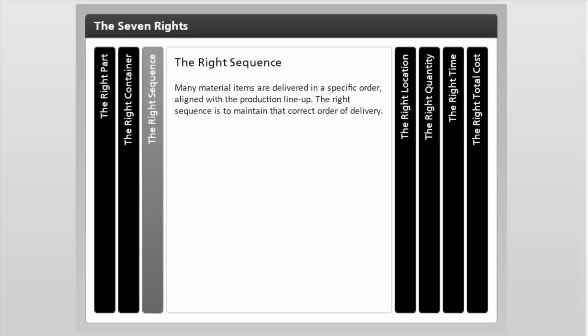Next is the right sequence. Many material items are delivered in a specific order, aligned with the production lineup. And the right sequence is to maintain that correct order of delivery.